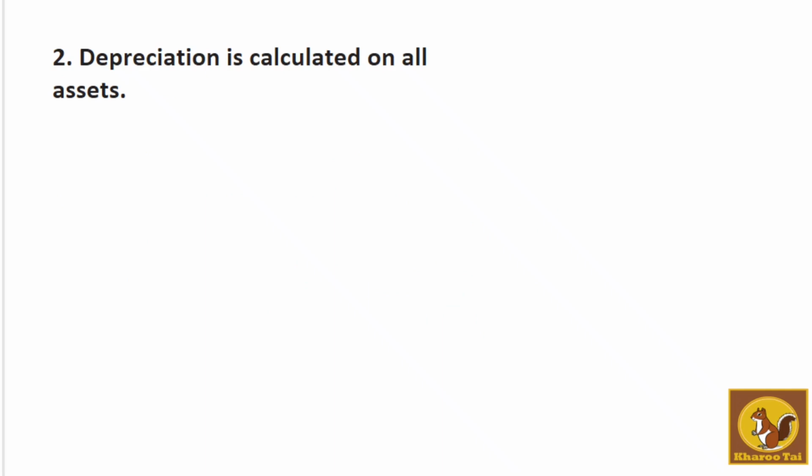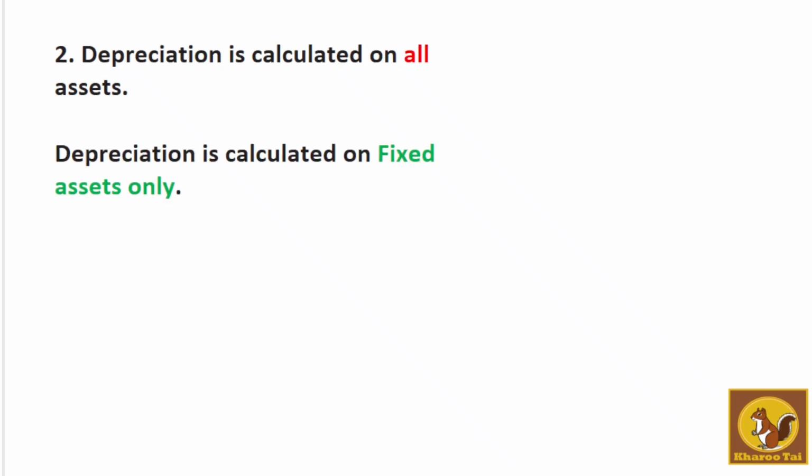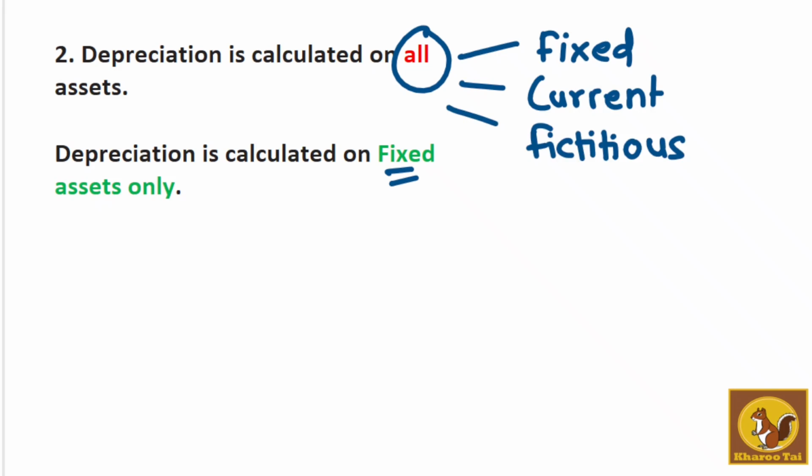Next question. Depreciation is calculated on all assets. This is wrong. Depreciation is not calculated on all assets but only on fixed assets. So that's why fixed assets only. What are all assets? In earlier video also we have discussed assets are of three types: fixed assets, current assets and fictitious asset. So depreciation is charged only on fixed asset.